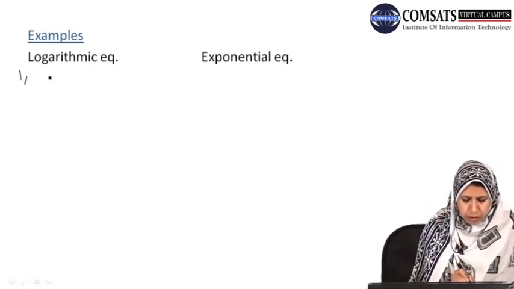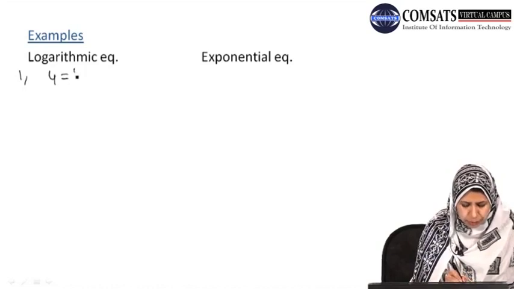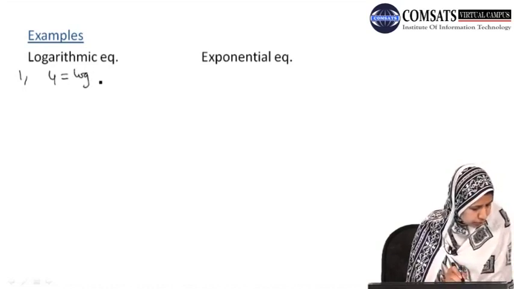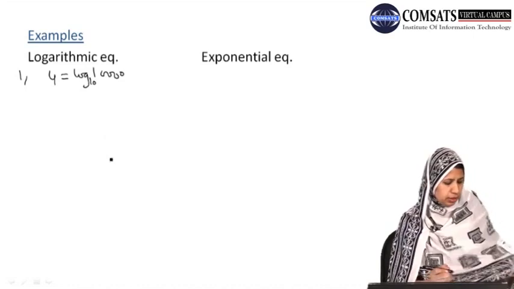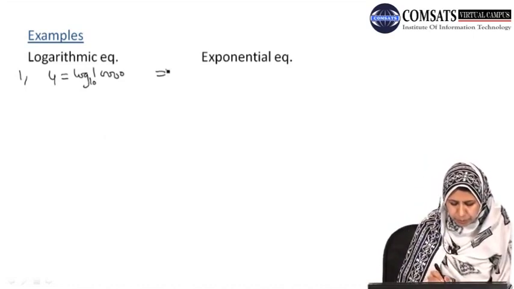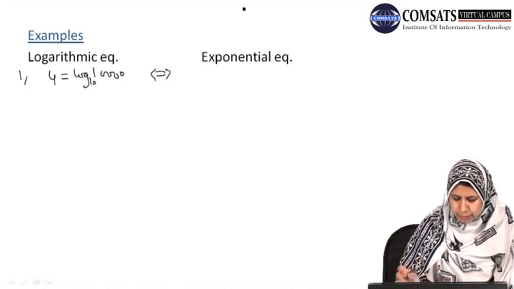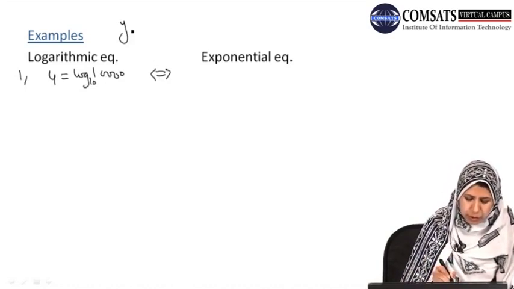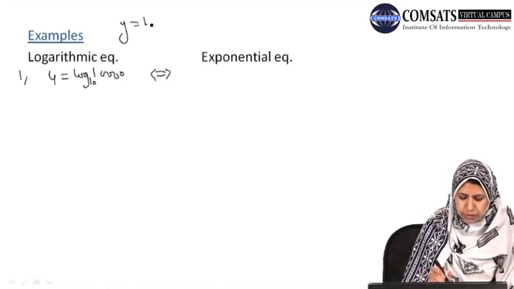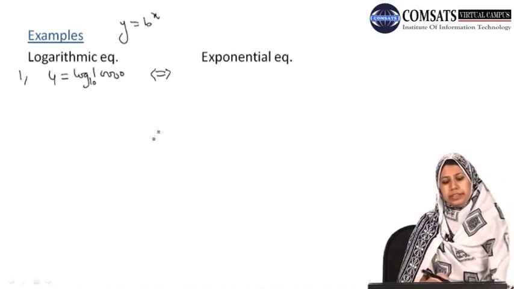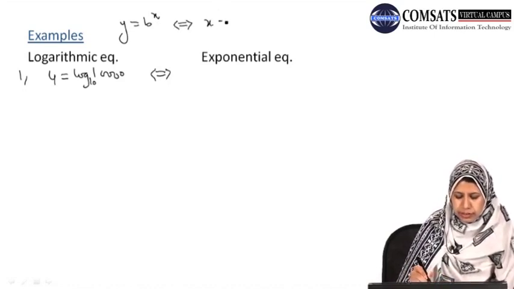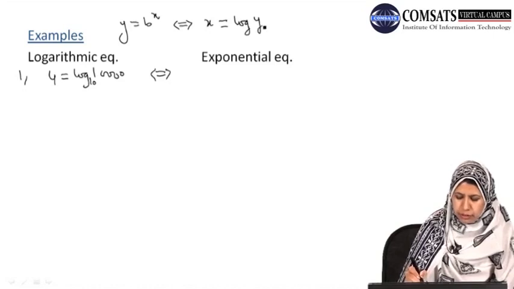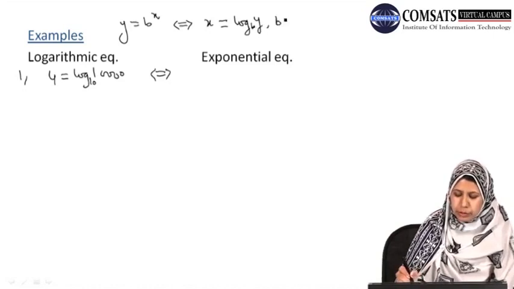We have our log equation as 4 is equal to log of 10,000 to the base 10. For the sake of memorizing and simplicity, I write the general formula here again, where the general formula is y is equal to b to the power x, the exponential form, and this is equal to x is equal to log of y to the base b, where the base should be positive and different from 1.